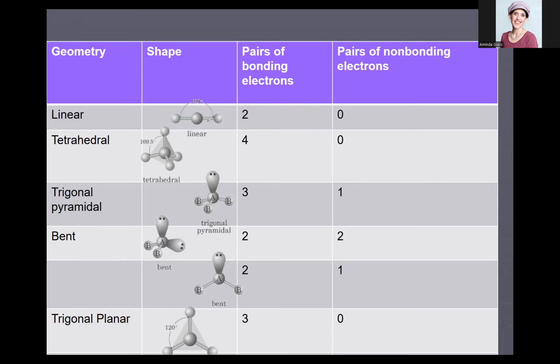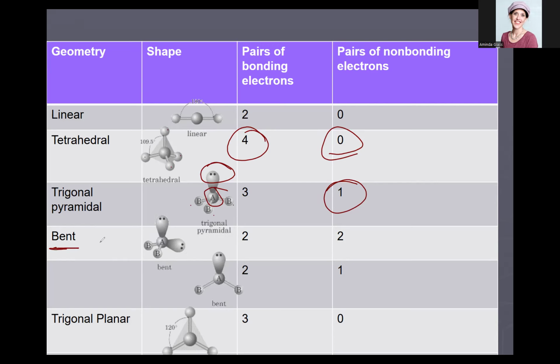With tetrahedral shape, you have a central atom with four different objects attached to it, four different elements. So you're always going to have four bonded pairs of electrons and zero non-bonded pairs in a tetrahedral. In a trigonal pyramidal, you're going to have your central atom here, but only three atoms that are bonded to that central atom. You're also going to have one non-bonding electron pair. That non-bonding electron pair always takes up more space. So it's going to push the other bonded pairs to the central atom closer together.